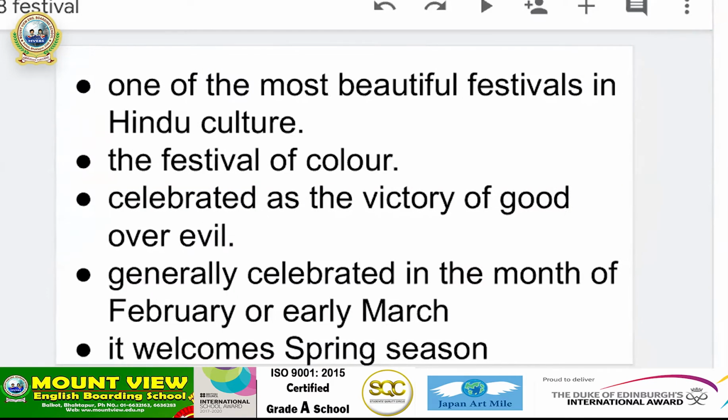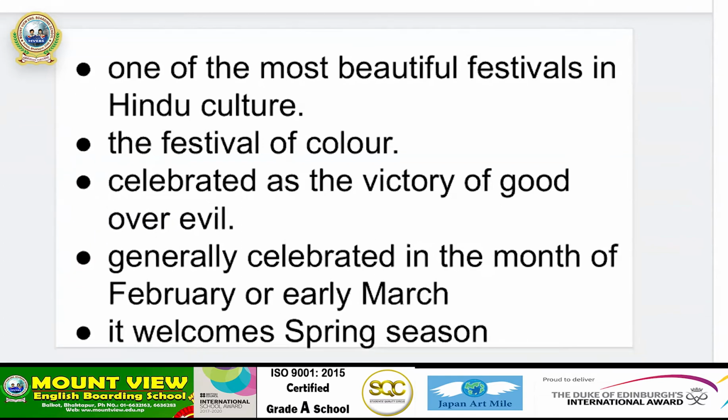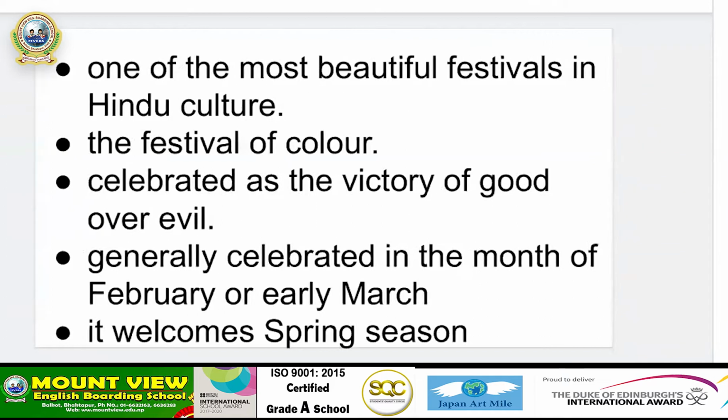Holi is one of the most beautiful festivals in Hindu culture, and as we know it is mostly celebrated in Nepal and India. It is also known as the festival of color. It is a festival of love. It is a festival of spring because it welcomes the spring season, and it is celebrated as a victory of good over evil. Generally, it is celebrated in the month of February or early March. That's why it is known as the festival of spring. At that time there is the spring season, and this festival welcomes it.